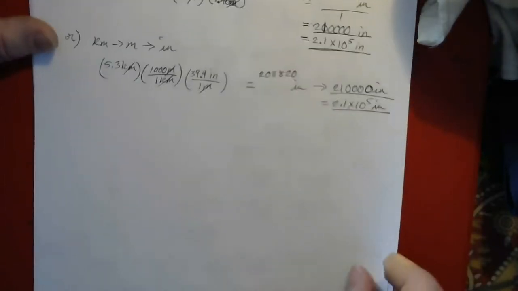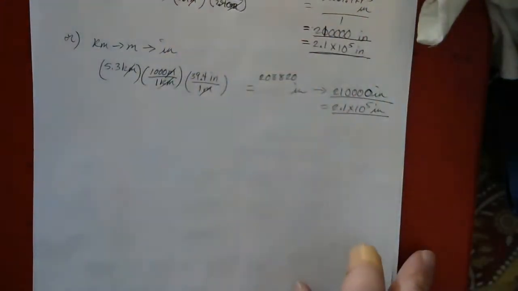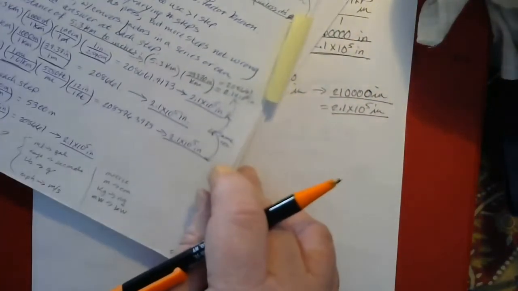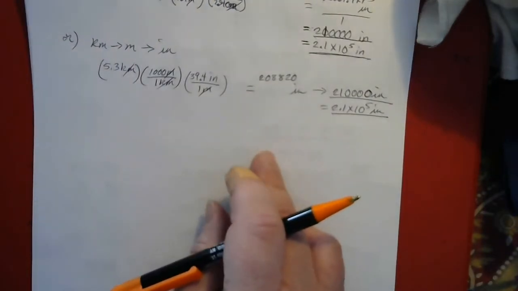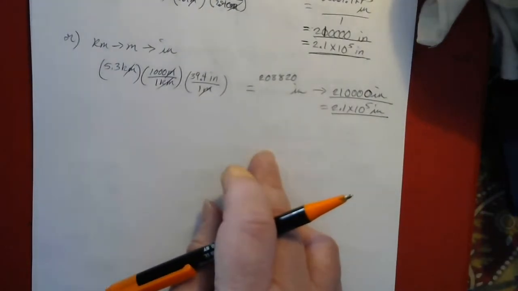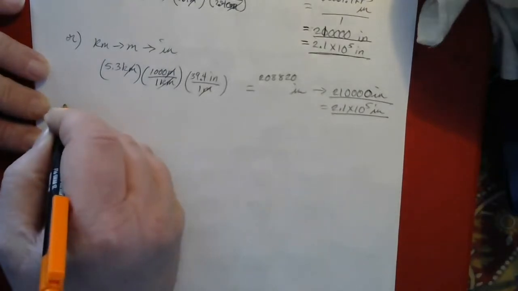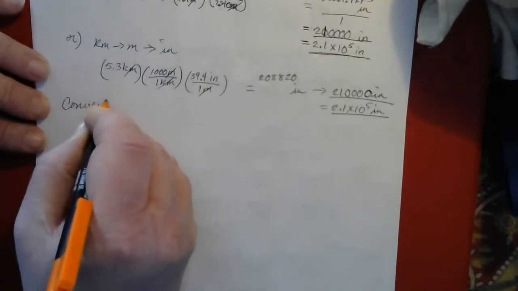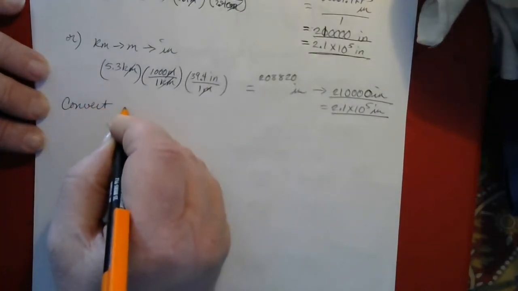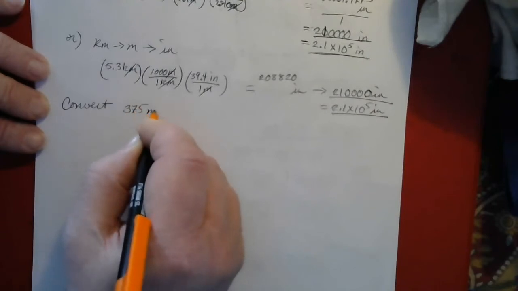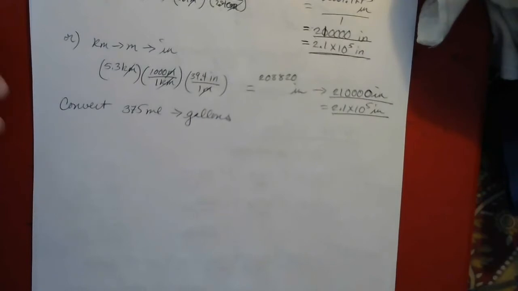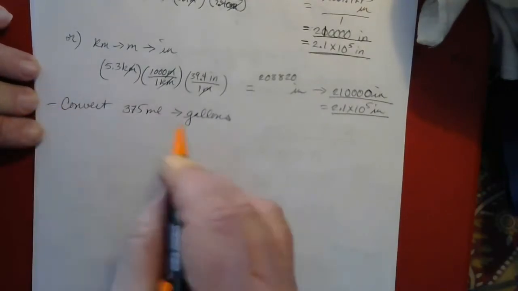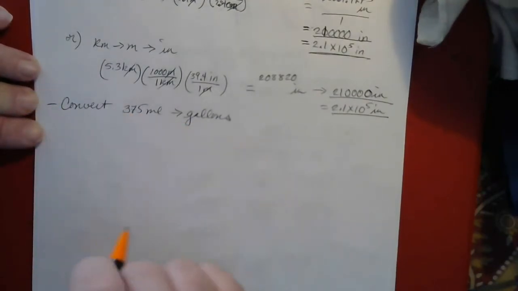All right. So that's an example of a couple different ways that you can do a conversion. There are actually numerous other ways that you can do that conversion too. You can do, let's see, say if you want to convert 375 milliliters to gallons.